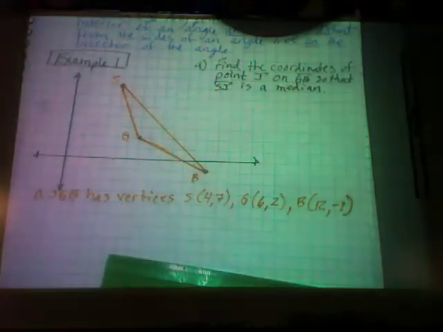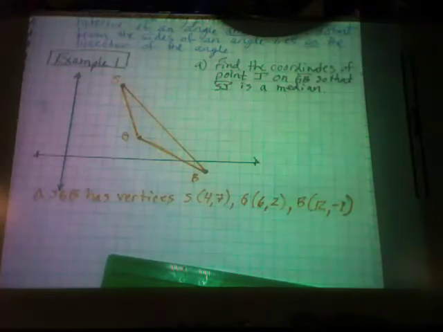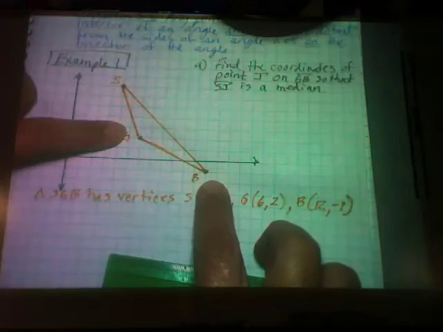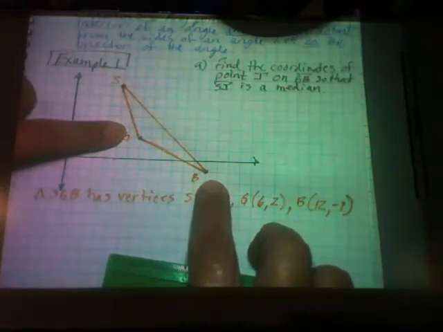You need to go back to your definition. What are the two characteristics of a median? Characteristic number one is what? Look at your definition of median. It comes from a vertex and goes where? To the side opposite's midpoint. Are you able to find the midpoint of a line segment in a coordinate grid? Don't we have a formula for that? If you don't know the formula, it's in your notes, but we're going to write it here again.